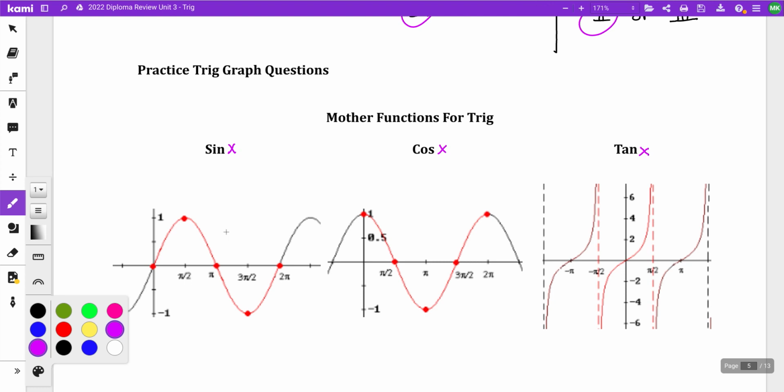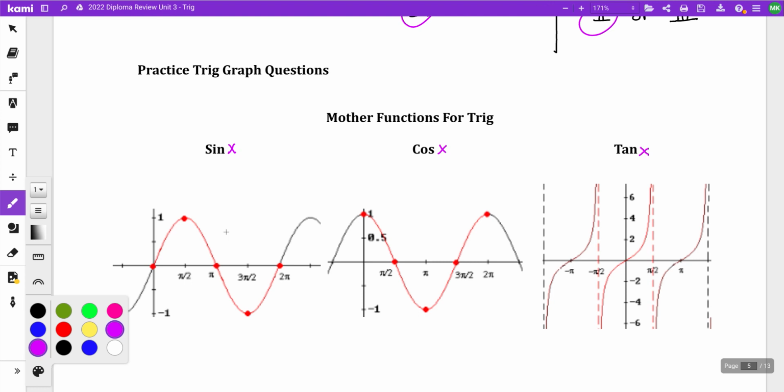The highest either graph goes is 1. The lowest either graph goes is -1. So if you look at your basic sine graph, maximum is 1, minimum is -1. Same with your cos graph. Maximum is 1, -1 is your minimum. We're looking at my sine and cos graph.